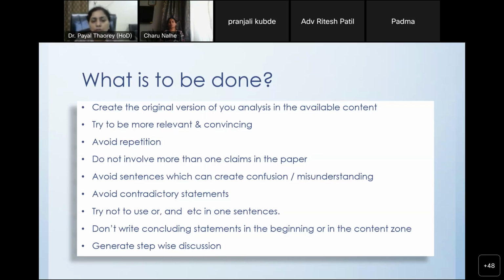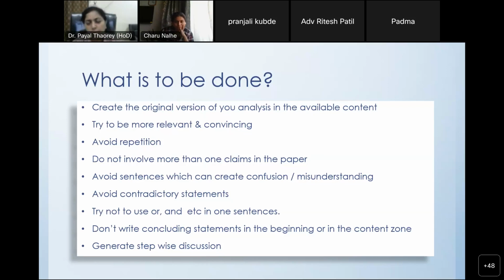Try to be more relevant and convincing. See, the audience has to connect. Unless and until you involve your audience, the readers, in that writing, they will certainly not be convinced. And you know that convincing is very difficult, because people will ask what the logic behind it is, so we need very strong justification in order to make it relatable, relevant and convincing.